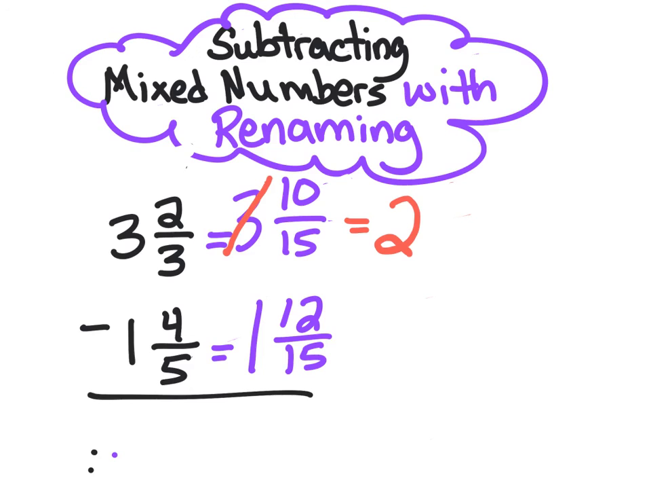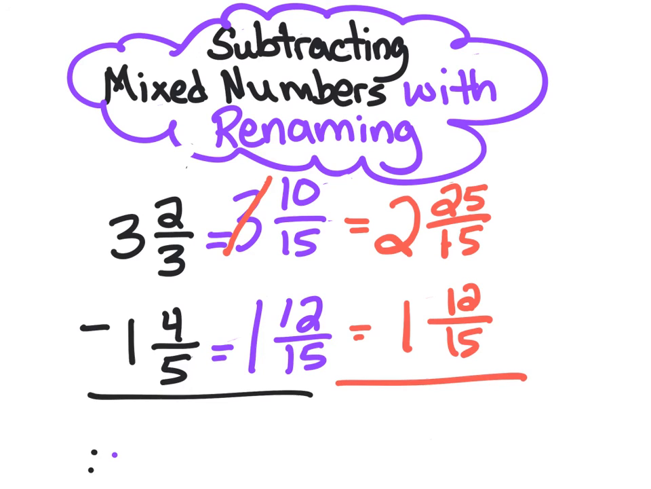So if I go back to it, I took away 1 whole, which made it a 2. That 1 whole was equal to 15/15, but I already have 10/15, which makes this become 2 and 25/15. Now I bring over the 1 and 12/15, and I can simply subtract. 25 minus 12 is 13. So that would be 13/15. 2 minus 1 is 1. I know that 13/15 will not simplify, so my final answer is 1 and 13/15.